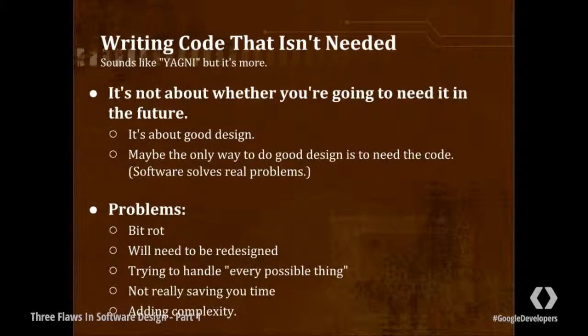And you're adding complexity, and in a way, a lot of what people are trying to do when they do this is handle all the things that could happen in the future, but you don't know all the things that could happen. And I'm going to get a little bit more into that in another flaw. And these flaws are a little bit related. Sometimes they overlap a little bit.